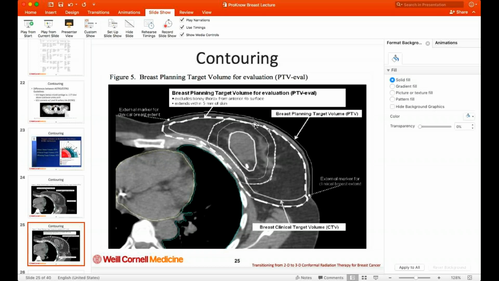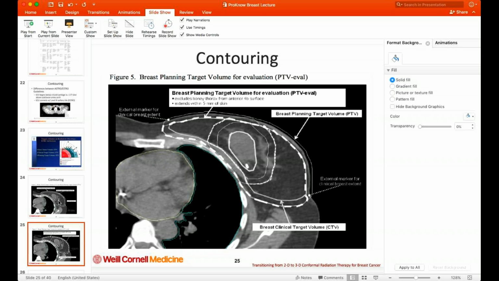So you use the PTV eval when you're looking at your dose volume histograms rather than the PTV because you'll get a reading like you're not giving sufficient dose to the breast unless you use the PTV eval. So the PTV eval is just the PTV cropped 5 millimeters from the skin.